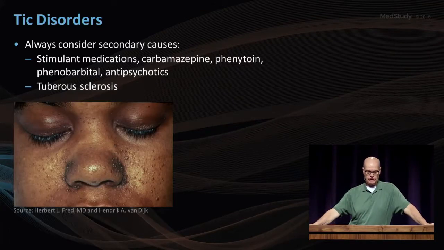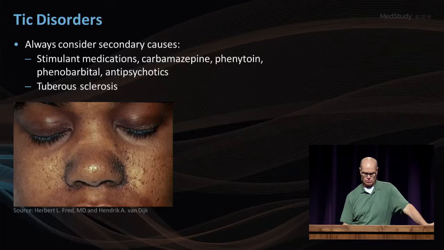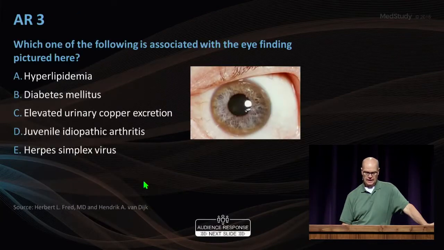Remember, as was mentioned earlier, tuberous sclerosis can sometimes not only be associated with seizures, but also with tic disorders. Here's the angiofibromas that you saw yesterday in the dermatology lecture. And we've been through this before, but let's remind ourselves which one of the following is associated with the eye finding that is pictured here: hyperlipidemia, diabetes, elevated urinary copper, juvenile idiopathic arthritis, or herpes simplex virus.